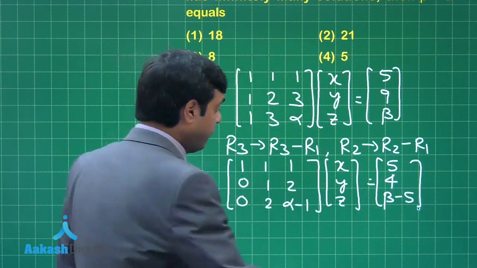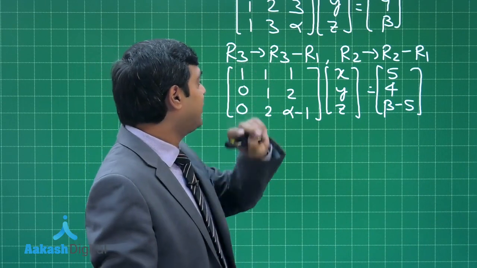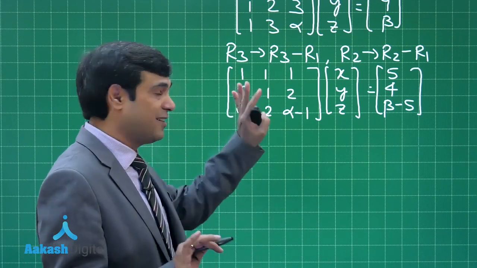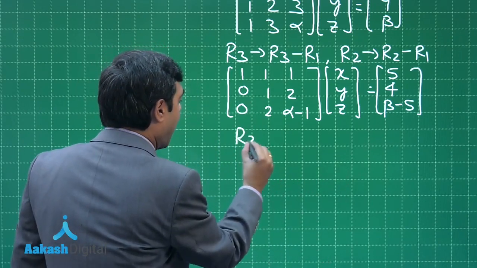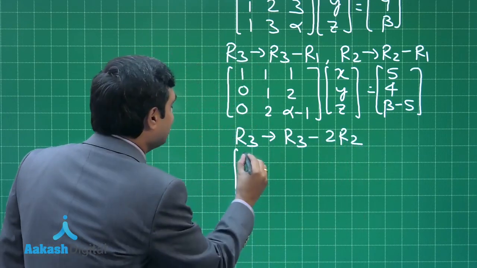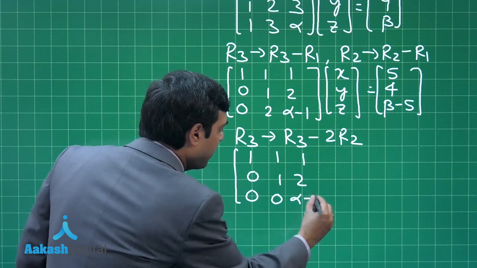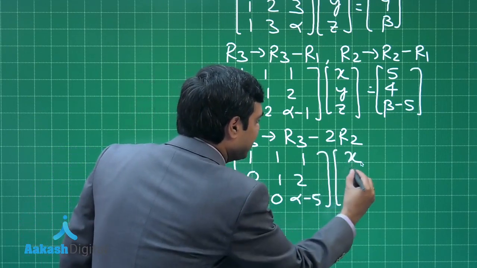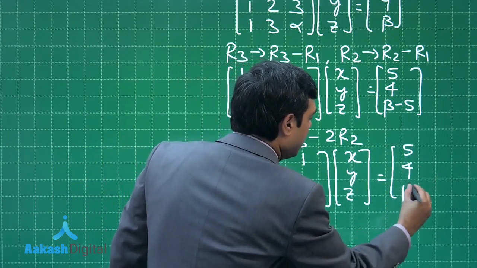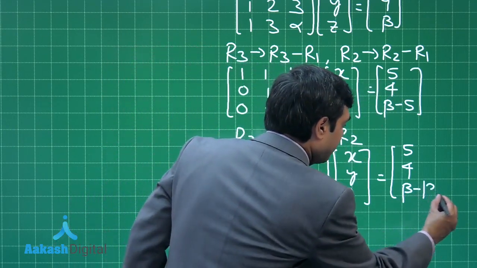This is clear? Now, when you go with this question, in the next step you are going to get the final one. Instead of applying R3 replaced with R3 minus R1, we can also apply R3 replaced with R3 minus R2, but it is not going to make any difference here. Next, R3 is replaced with R3 minus 2R2. On applying it, we get the simplified form 1 1 1, 0 1 2, 0 0 alpha minus 5, then x, y, z, and lastly we have 5, 4, beta minus 4 into 2 subtracted, that is beta minus 13.